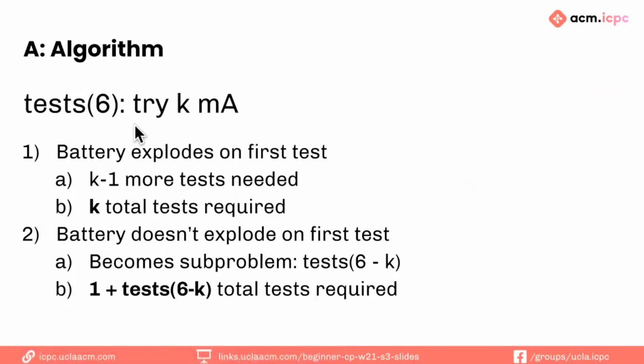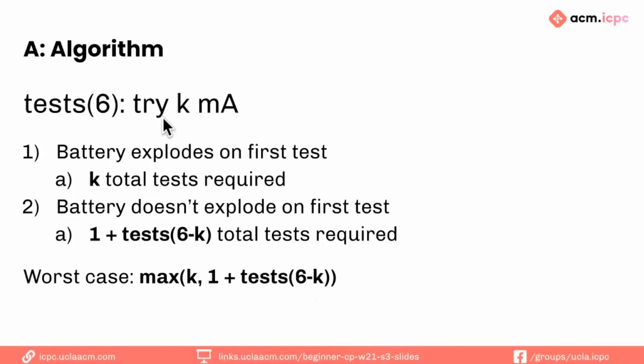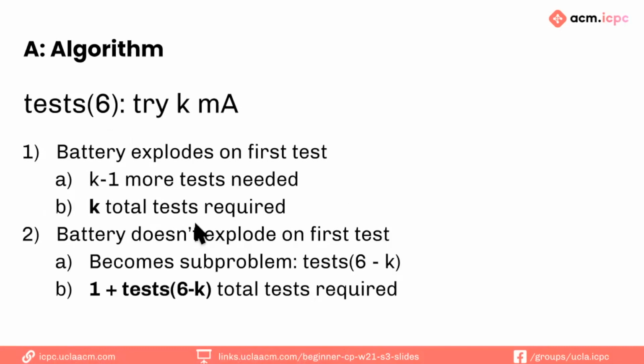And that's because you have the initial test where you tried k milliamps. And from there, the problem actually does ask for the worst case. And so this is all great, but you don't really know which one between the battery exploding versus not exploding is actually going to happen. And because you want to prepare for the worst case, you want to assume that the worse of the two actually ends up happening.